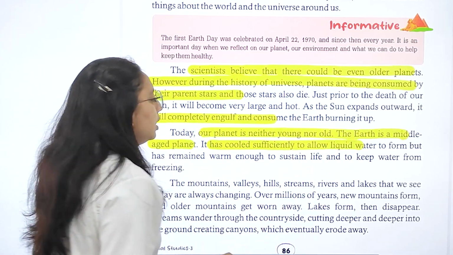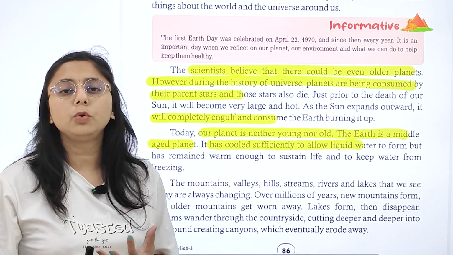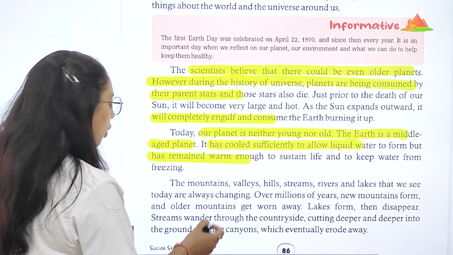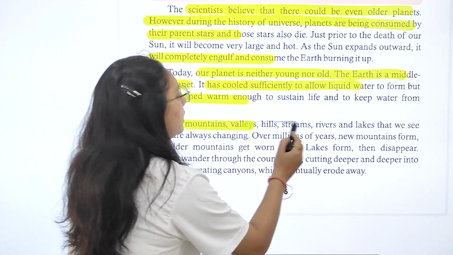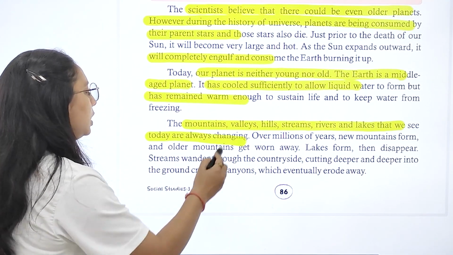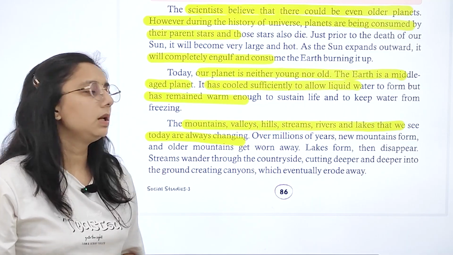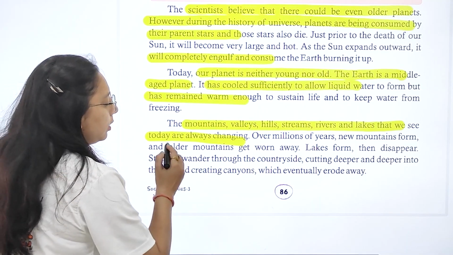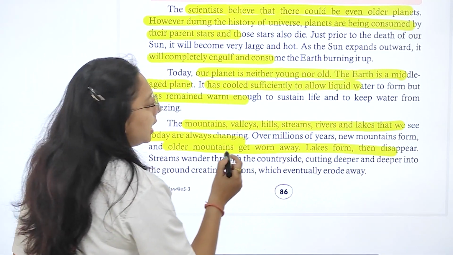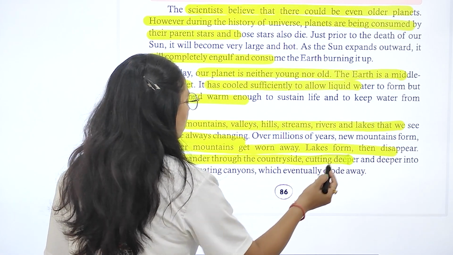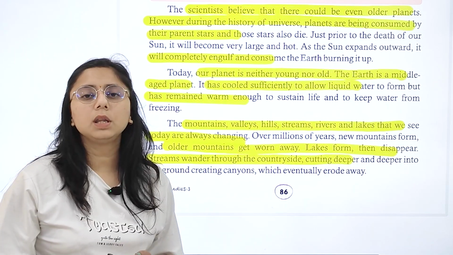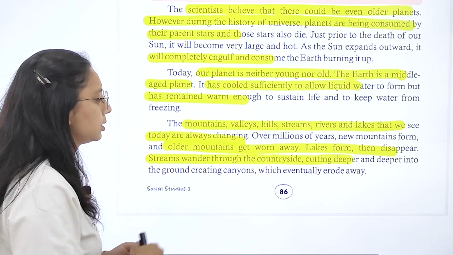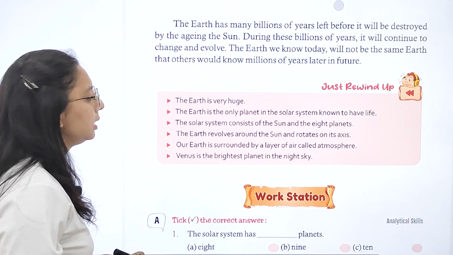It is cool enough to allow liquid water to form, and remains warm enough to sustain life. We have mountains, valleys, streams, rivers, lakes that we see today, which are also changing. Over millions of years, new mountains form. Our older mountains get worn away. Lakes form, they disappear. Streams wander through the countryside, cutting deeper and deeper into the ground. And what did they create? They created canals. वो क्या हुआ? धीरे धीरे erode हुआ.